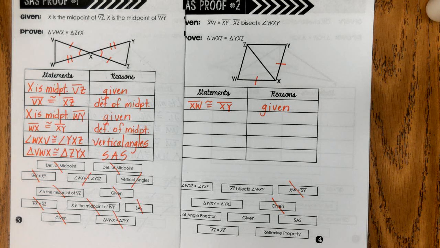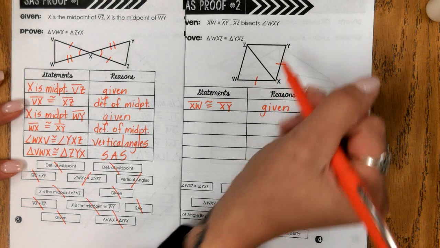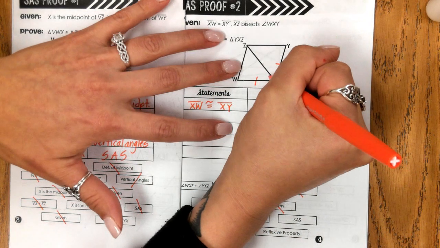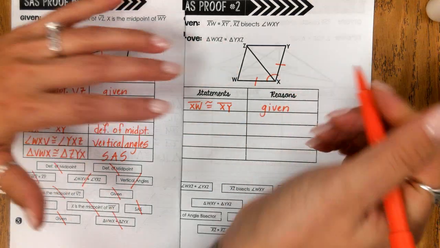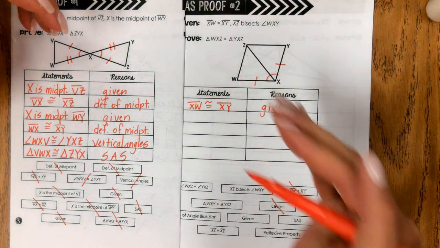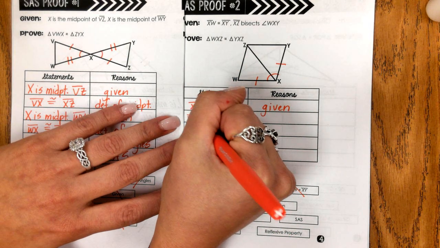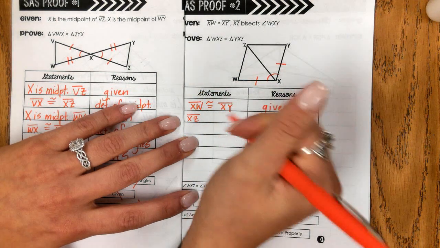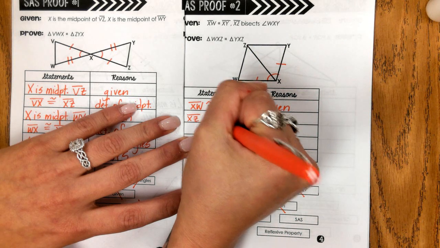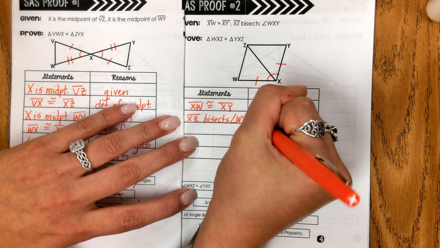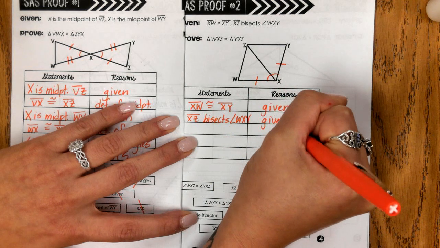Okay, next, XZ bisects angle WXY. What does it mean if it's bisecting an angle? It's cutting it in half. So that means that these two angles here are going to be congruent because that line is cutting it in half. So we would write the reason first. That is given.